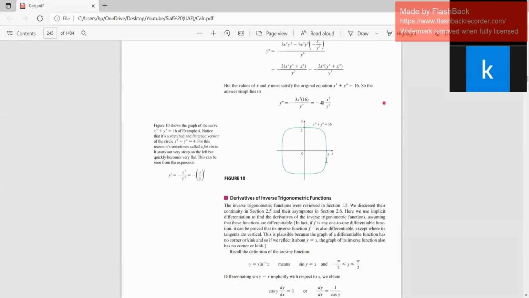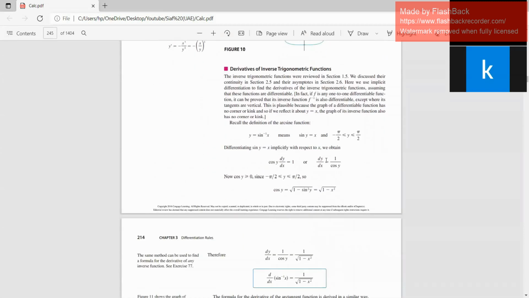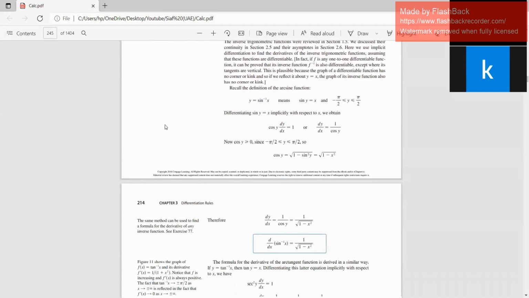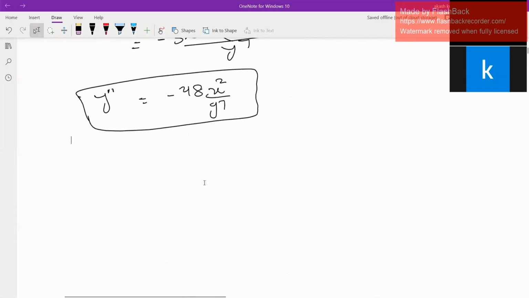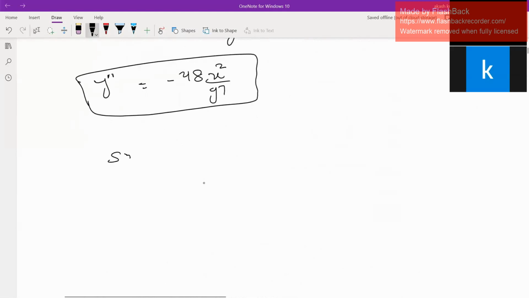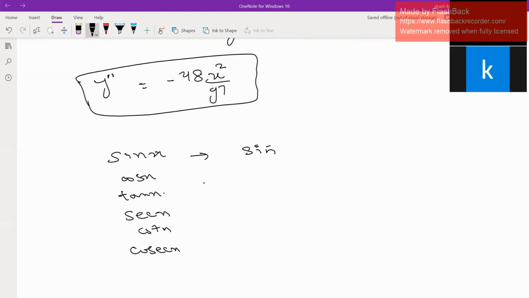Okay, now the derivative of inverse trigonometric functions. So far we have studied the derivatives of sin x, cos x, tan x, sec, cot, and cosec x. Now, if the function is in its inverse form, sin inverse x, cos inverse x, and likewise cosec inverse x, then what will be their derivatives?